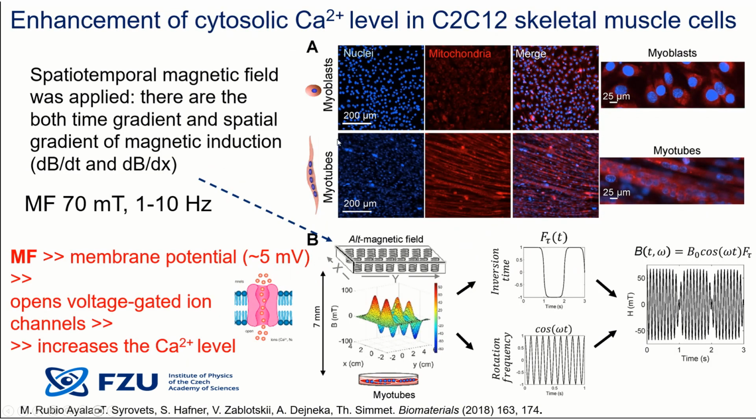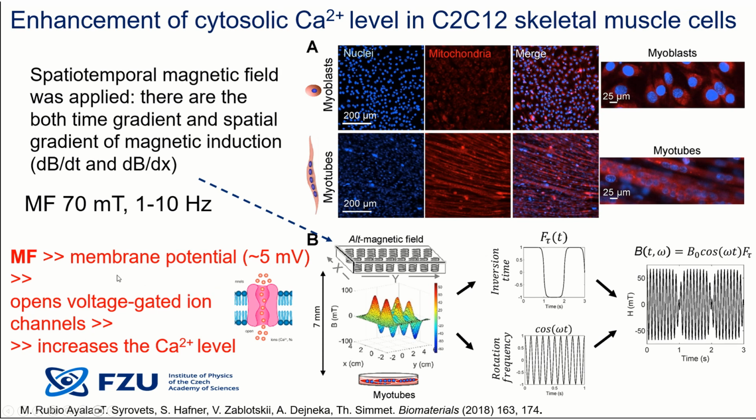Slide 8. We applied a 70 millitesla AC magnetic field with a 1 to 10 Hz frequency to C2C12 skeletal muscle cells. The setup scheme and spatial distribution of the magnetic fields are shown here. We observed an enhancement of cytosolic calcium in response to the application of the magnetic field.